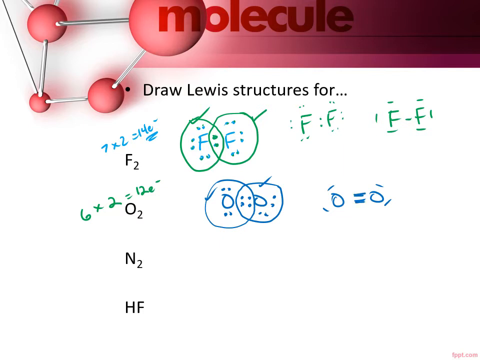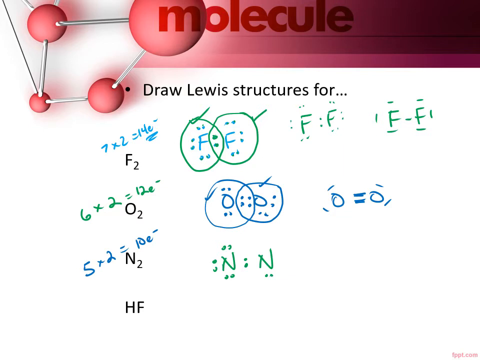All right, what about nitrogen? Each nitrogen has 5 valence electrons. There are 2 of them. That's a total of 10 valence electrons. For nitrogen, we're going to go N and N. I'm going to put a shared pair in the middle. There's 2, 4, 6, 8, 10.